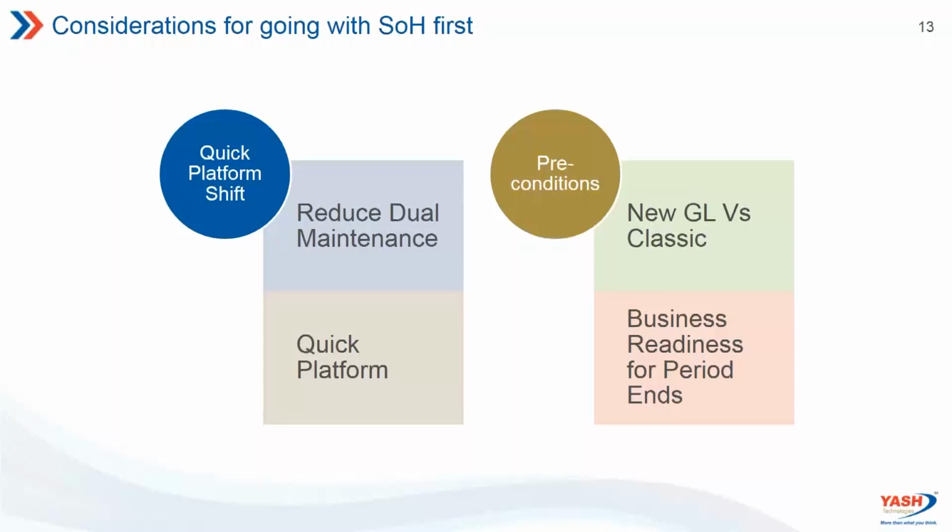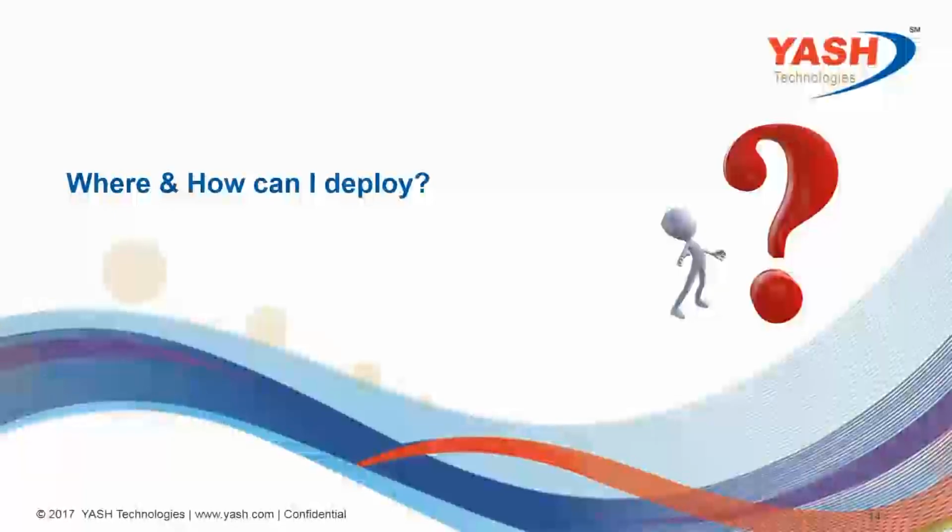Or if you're already on a classic GL, you may want to quickly move to SOH and then later on do a new GL at a period end. Or even if the business is not ready for a period end quickly, you would want to move to SOH, and then later when the business is ready, you do S4HANA.